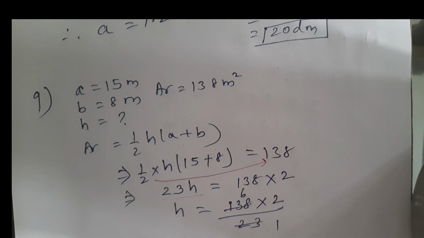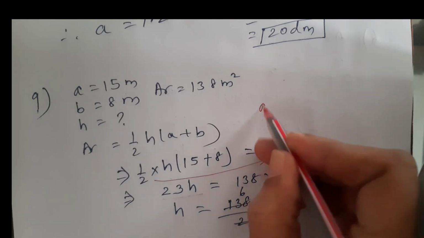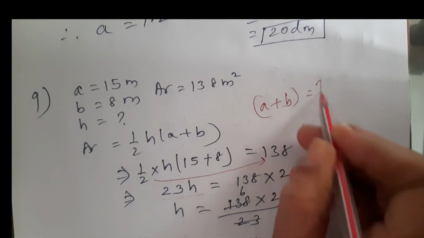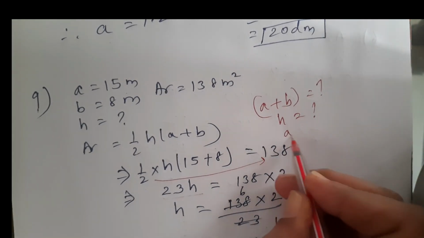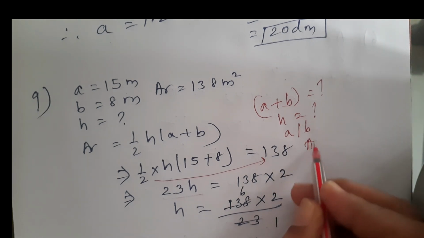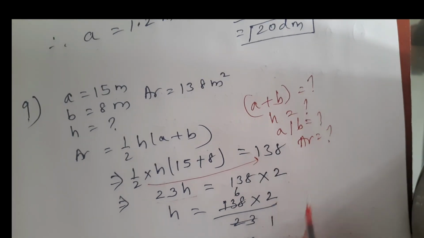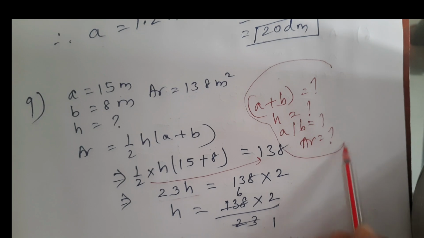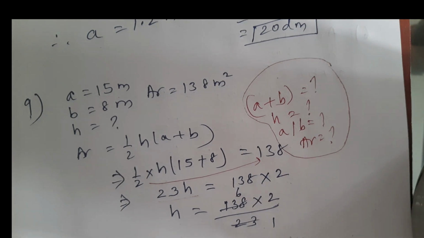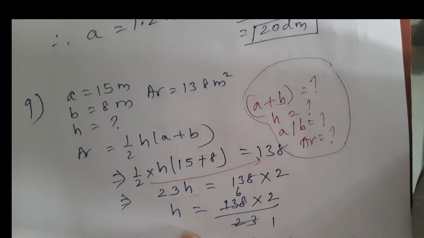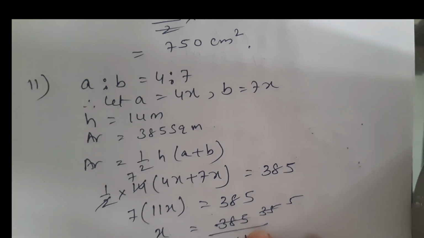So in this way, simply based on a single formula, you can complete this whole exercise. This whole worksheet depends on the area of a trapezium only, which is a single formula. They're just asking in different ways. Sometimes they ask for the sum of parallel sides, that is a plus b, or they ask for the height, or they ask for either a or b, or simply they ask for the area. Only with a single formula we can find all these four. So if you practice it nicely, very easily you can complete this whole exercise. So let's start with the next question.